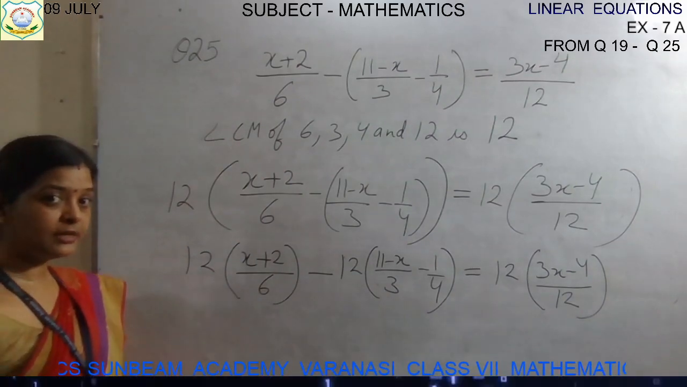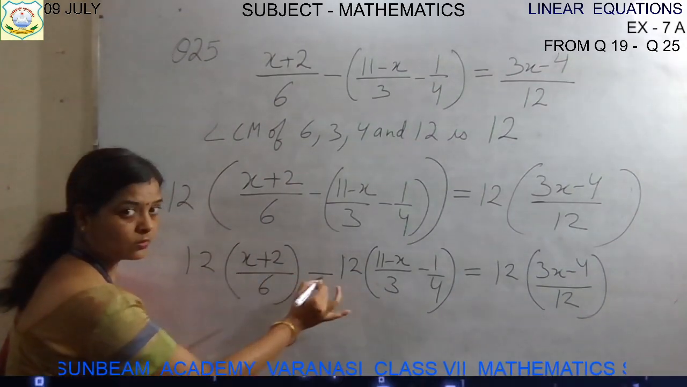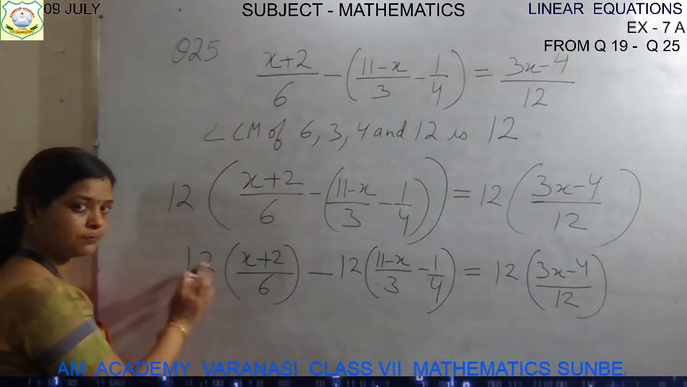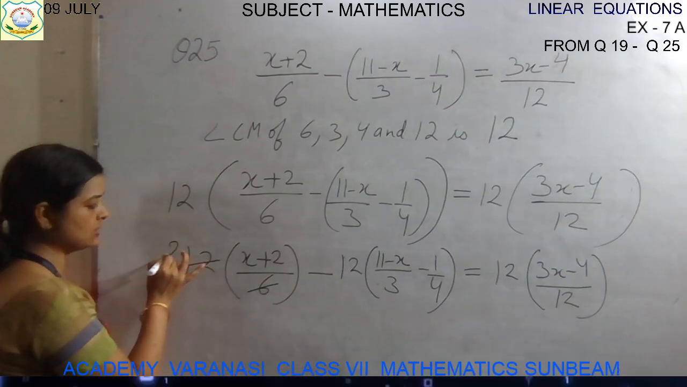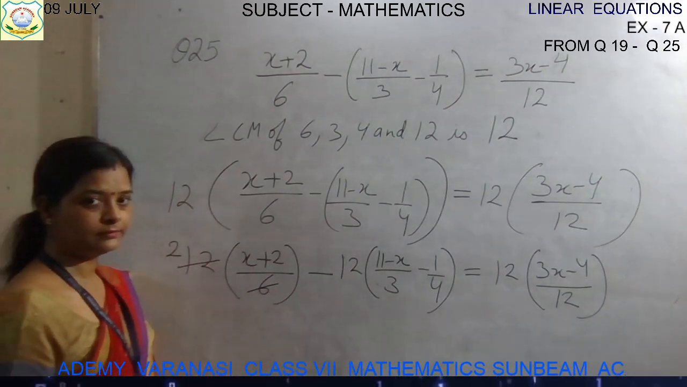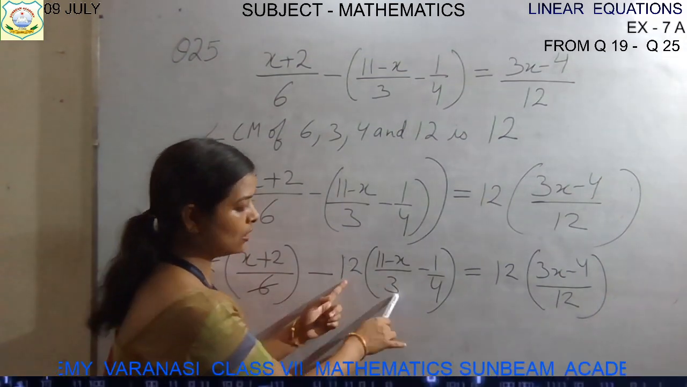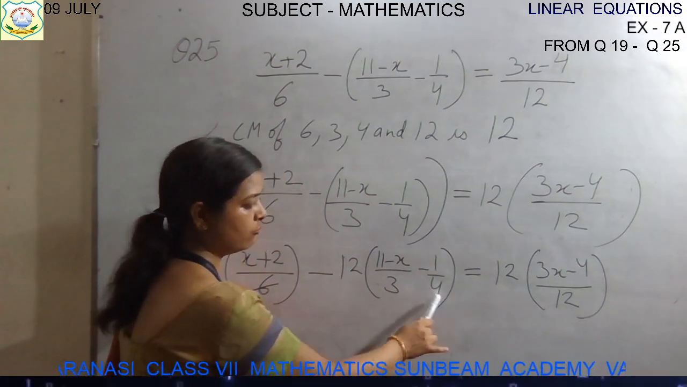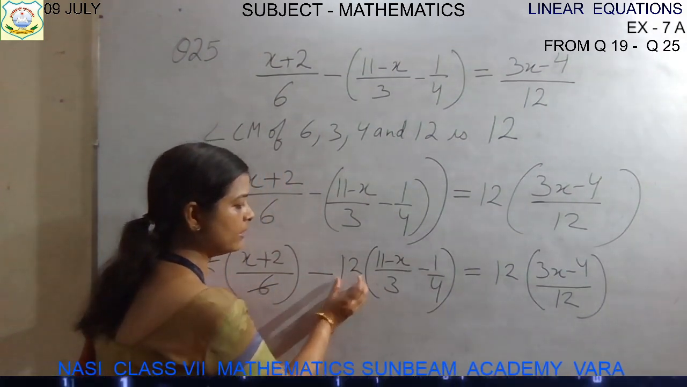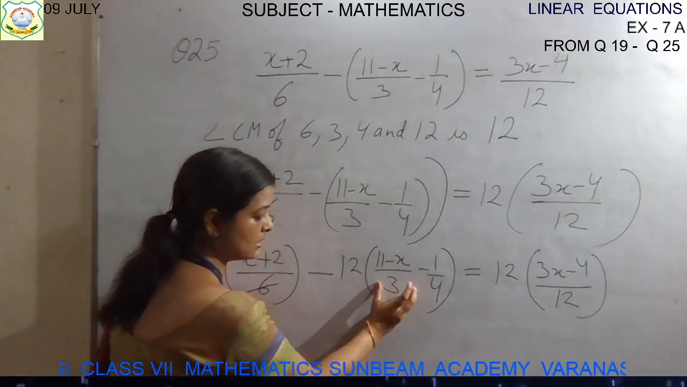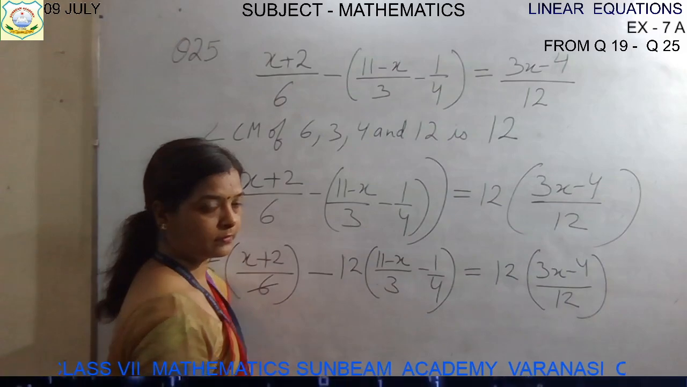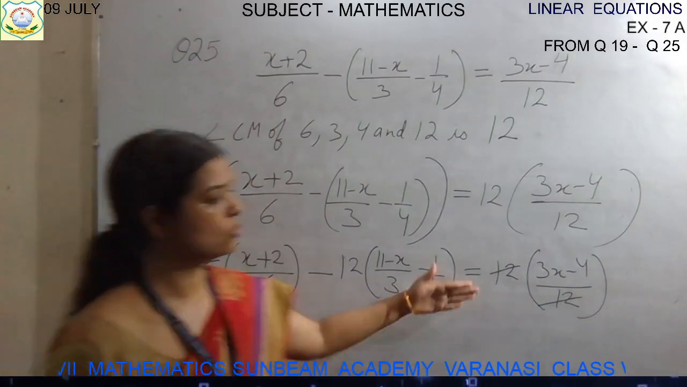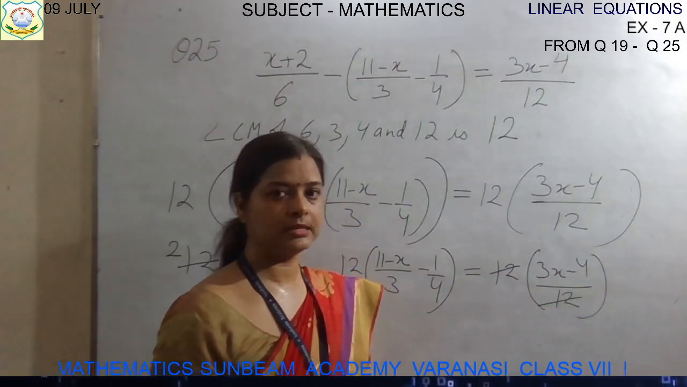Now simplify it, children, if you can. It is whole upon 6. So 6 and 12 can be simplified. 6 1s are 6 and 6 2s are 12. 2 will be left. Now we cannot solve the bracket in this way. Can you see? It is not whole upon 3. 3 and 4, 2 denominators are there. So individually we will multiply this 12 first with this term and then with 1/4. And on this side 12 and 12 cancel out because it is whole upon 12. So yes, we can simplify.